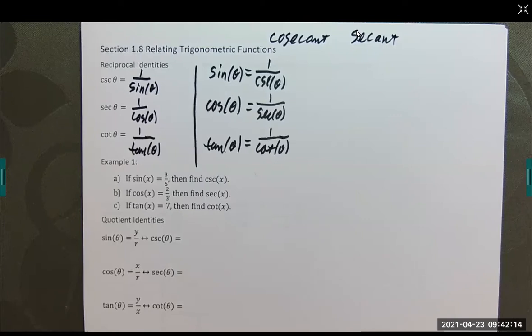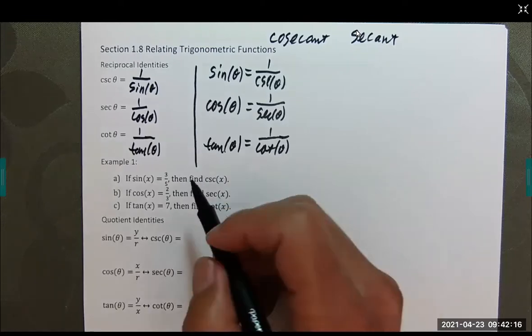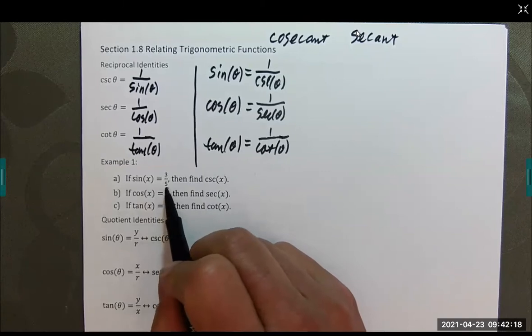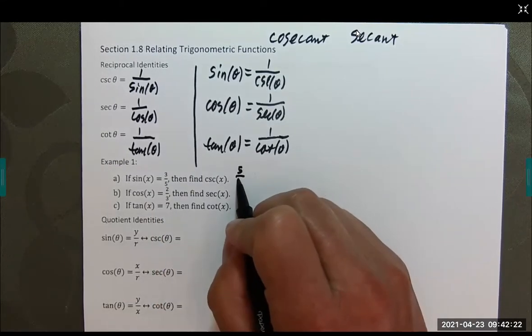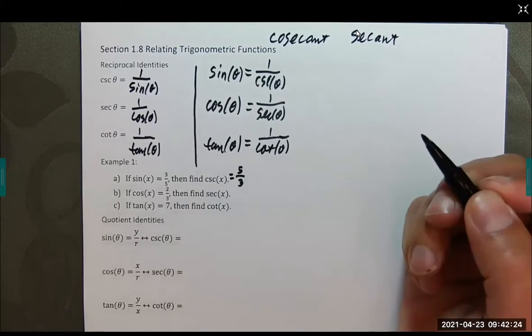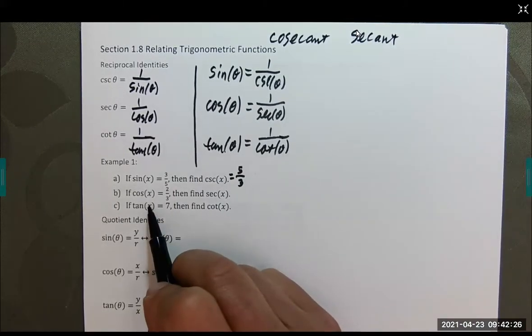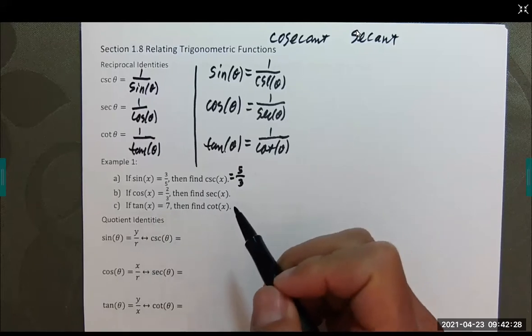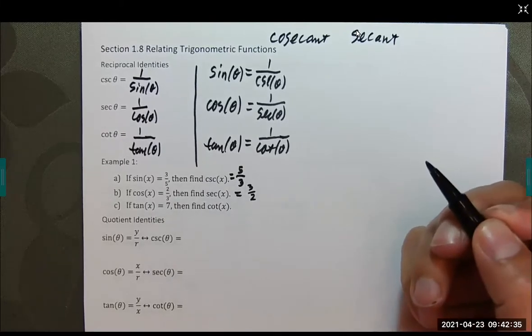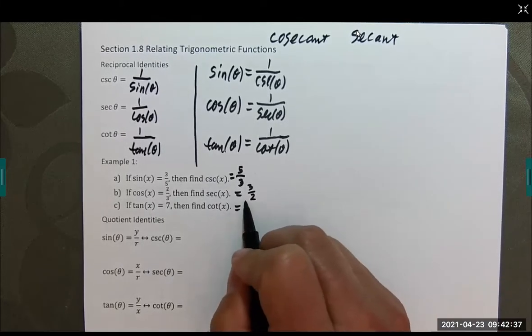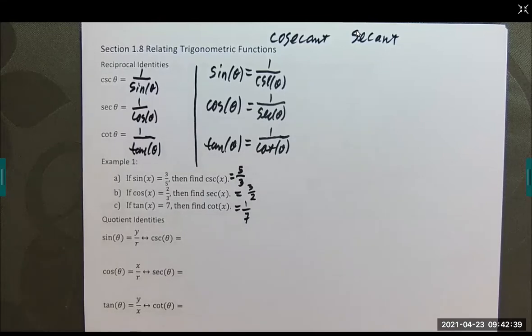And so let's do an example here real quick. If sine of x is 3 over 5, then cosecant of x is just 5 over 3. If cosine of x is 2 over 3, then secant is 3 over 2. And if tangent is 7, then cotangent is 1 over 7. So it's just real easy. You just flip it.